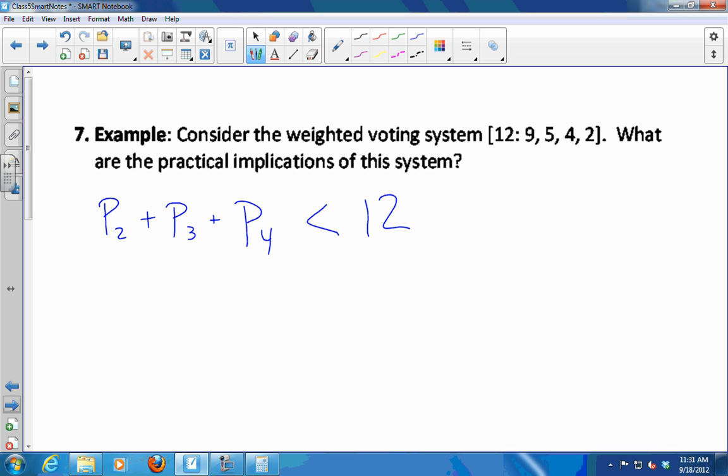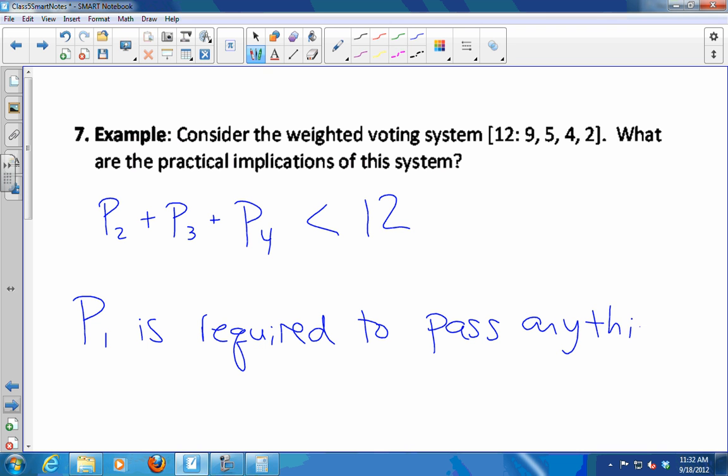So the only way to pass a motion is if player one is on board. If any motion wants to get passed, you gotta lobby player one. They are required. So player one is required to pass anything. So we call that veto power. Player one has the power to block something. If there's a motion on the floor and player one doesn't like it, they can keep it from passing.